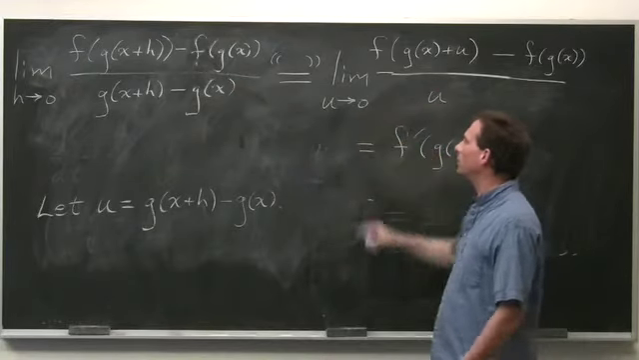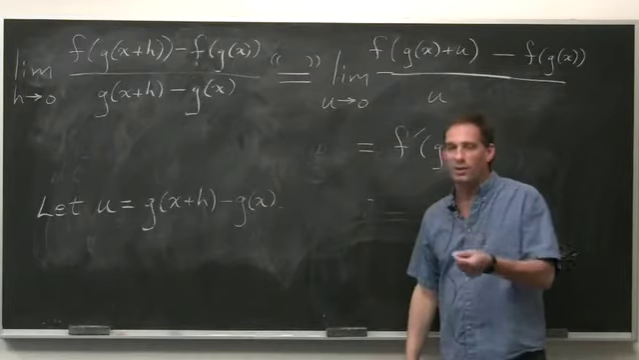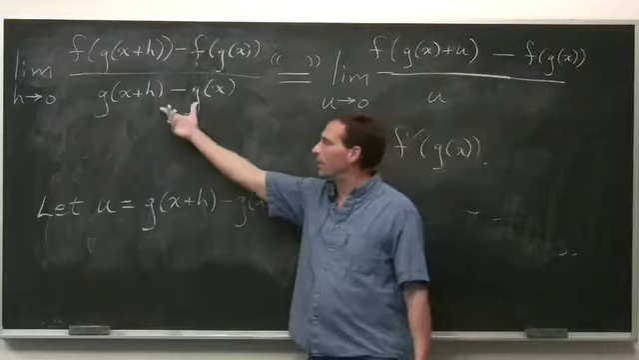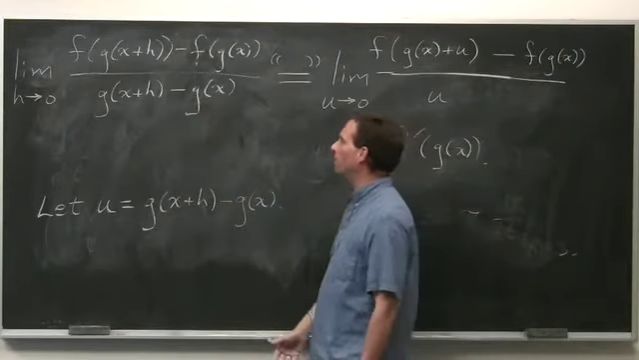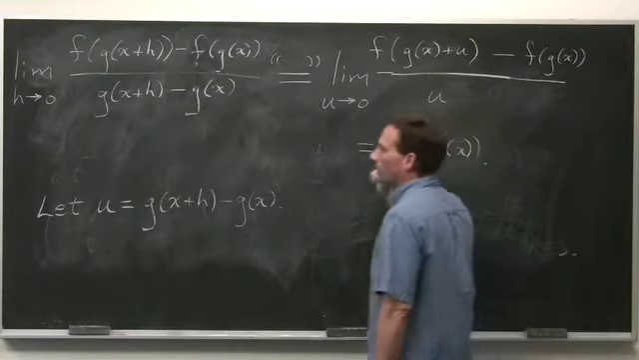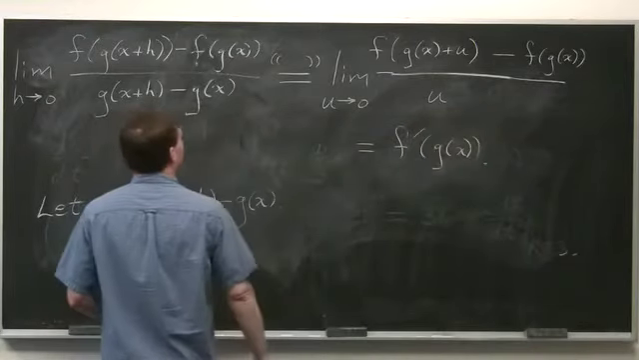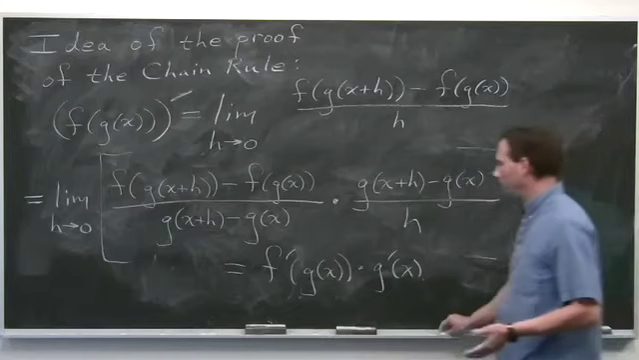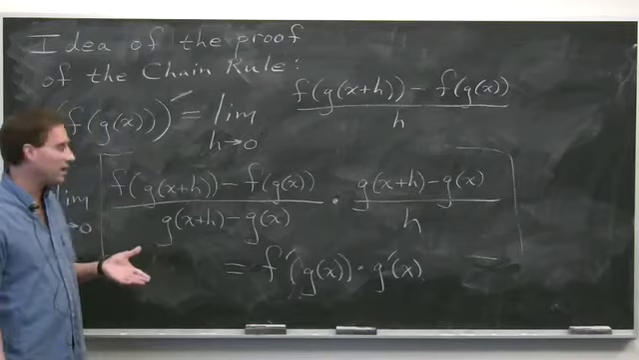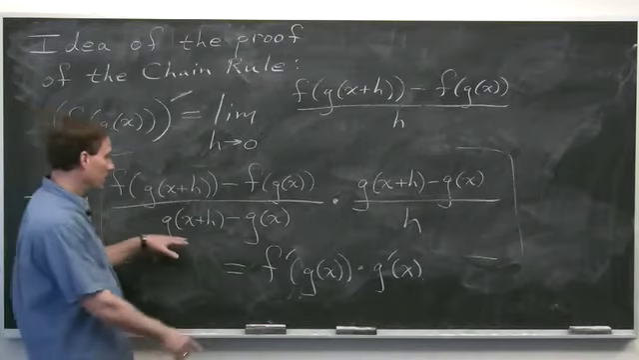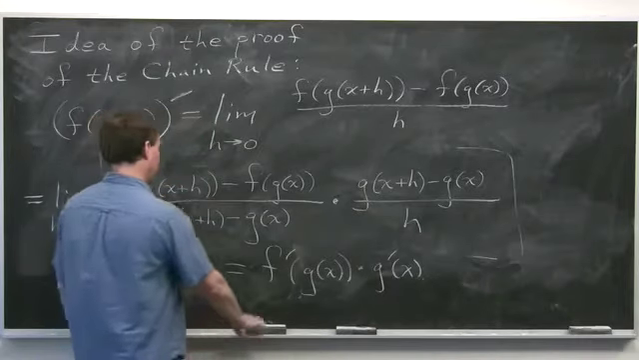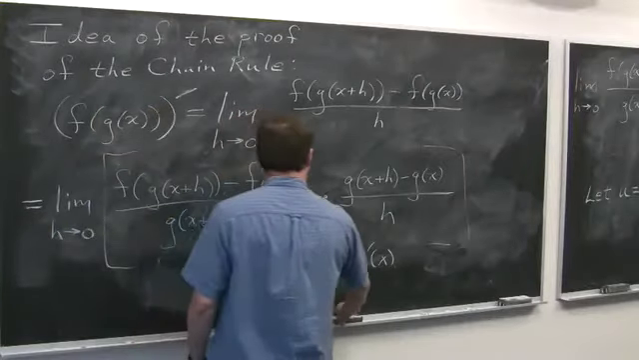Remember, when we take the limit as u approaches 0, we're not allowing u to be 0, and yet it's possible that this denominator is. So there's a technical problem that we need to avoid. The proof is in the book. I'm not going to do it. But this is the idea, and it's not surprising that the chain rule looks like cancellation of fractions in Leibniz's notation, because that's how the proof goes. This part cancels with that part. All right. So that's the idea of why the chain rule is true.